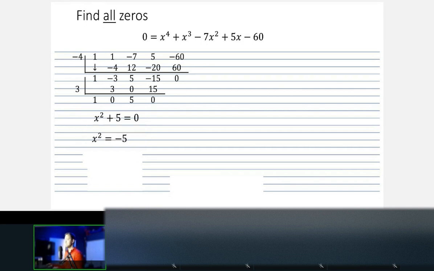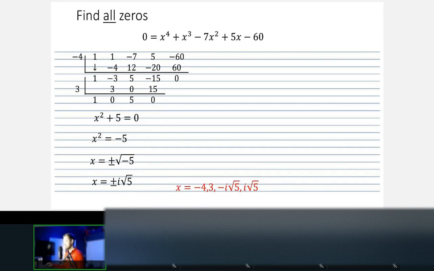Subtract 5 from both sides, square root both sides. Don't forget plus or minus. The negative comes out in front as an i. And that's how you get your other 2 answers, plus or minus i radical 5. So the answer is -4, 3, negative i rad 5, and then i rad 5. So graph it, pull out the 2 answers that you can find, or 2 or more, reduce it, and then solve accordingly. Not too bad if you know how to do it.